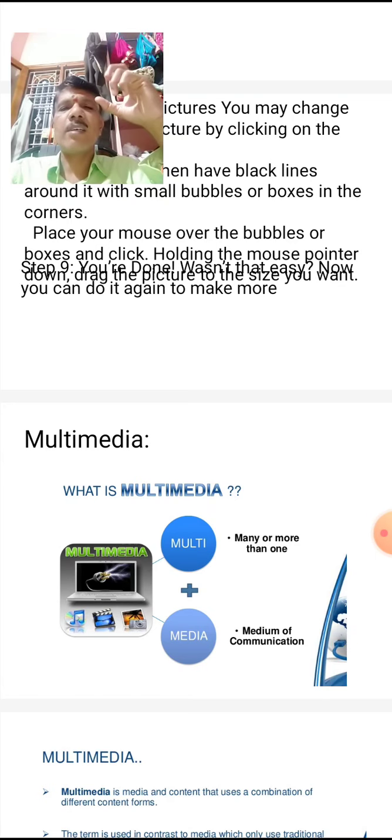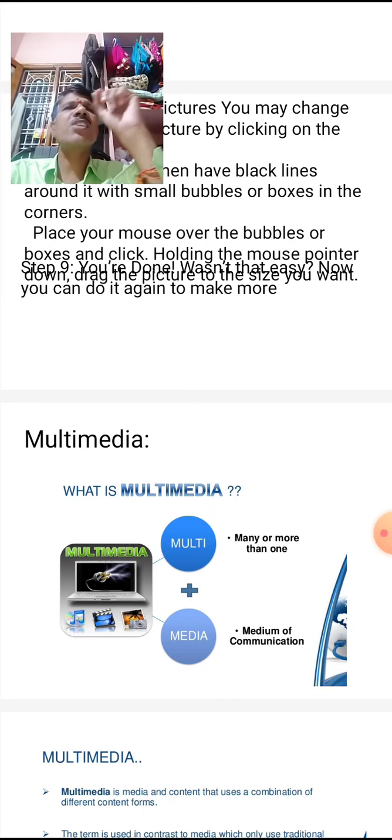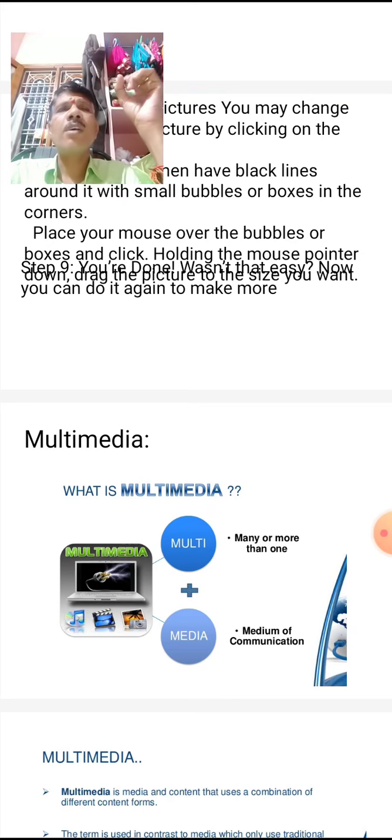So what is multimedia? In today's class, briefly we will discuss multimedia. A simple definition: multi is nothing but more than one, media is nothing but a medium of communication. So the multimedia definition is that it is a combination of text, images, audio, video, graphics. From the combination of these components, a product comes out. Such a product is nothing but multimedia.